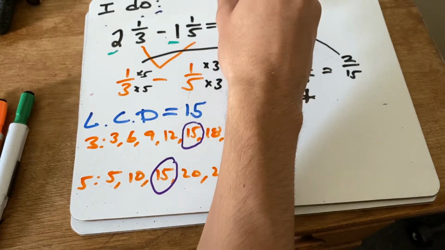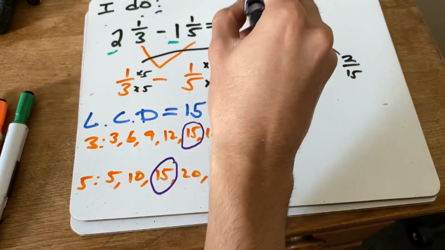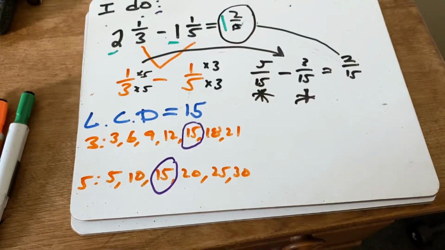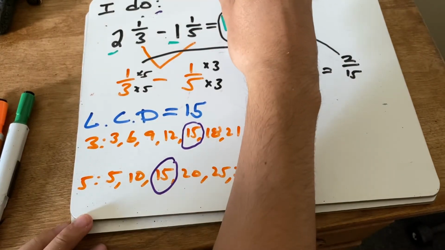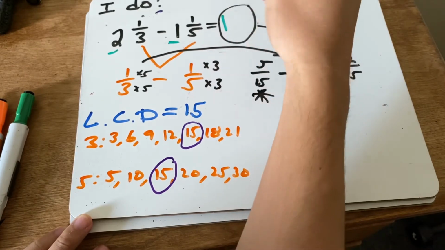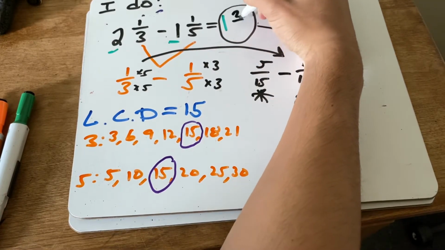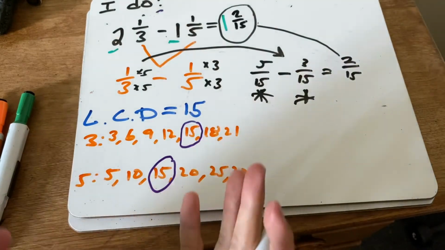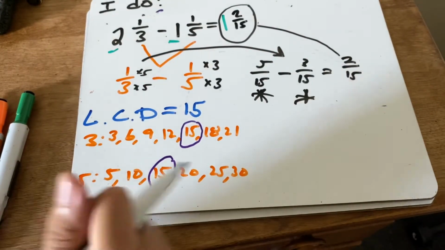So we have our answer is 1 whole and 2 over 15. All right, that's an ugly 15. Let me rewrite that again. 1 whole and 2 over 15. So you see, it's the same steps as we were adding, all right?